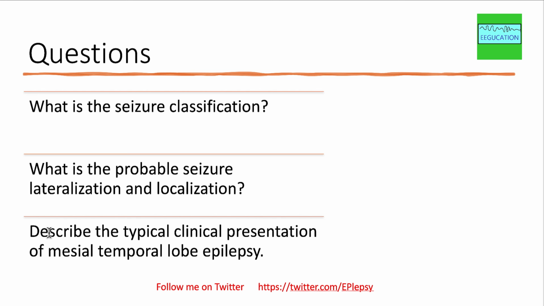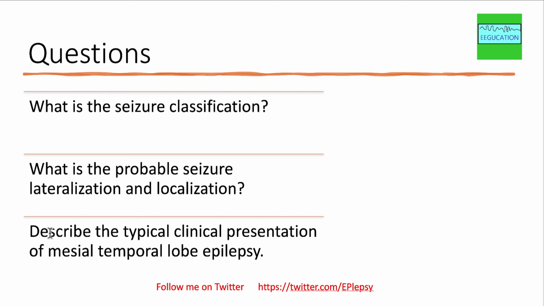Can you describe the typical clinical presentation of mesial temporal lobe epilepsy? Well, patients have spacing out episodes that last 30 to 40 seconds, sometimes may exceed 1 minute. Many patients have aura, such as a rising epigastric sensation. They can have a burnt toast smell, a metallic taste in the mouth. Some patients will have deja vu.